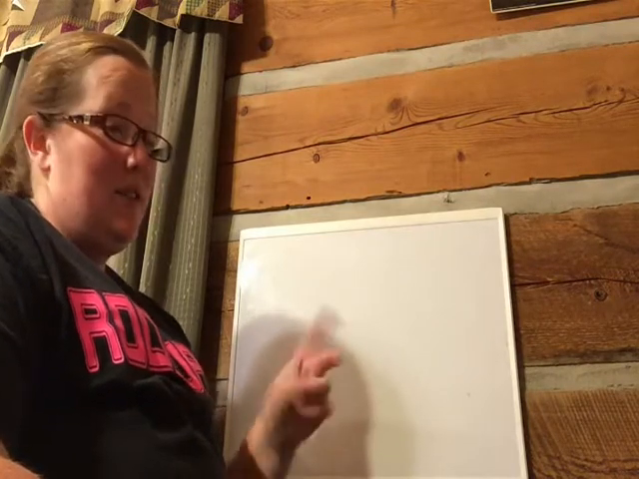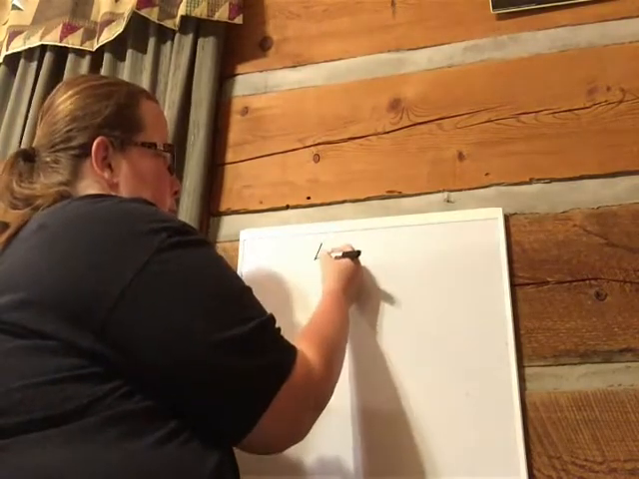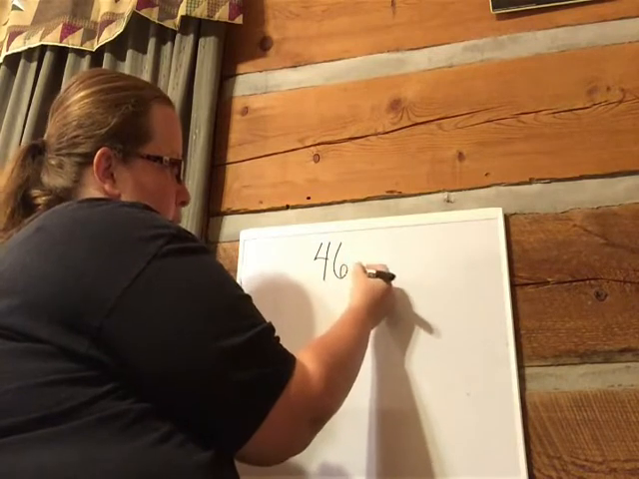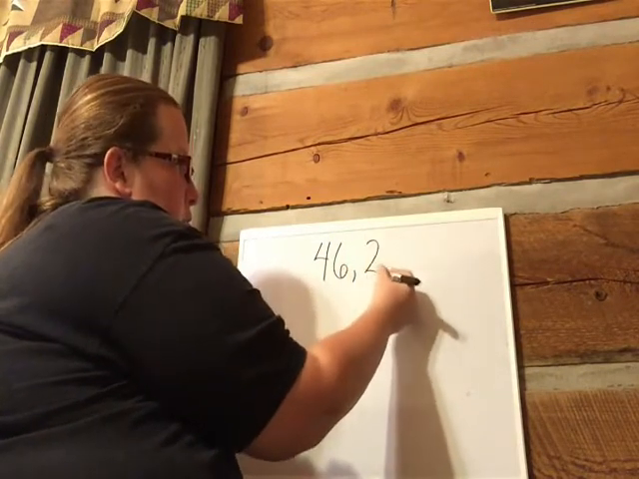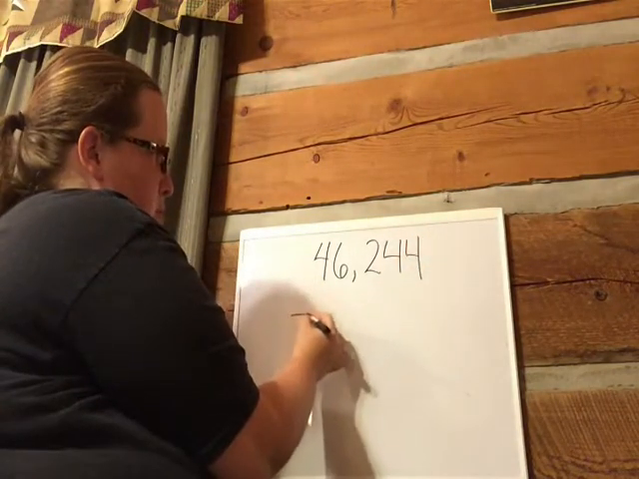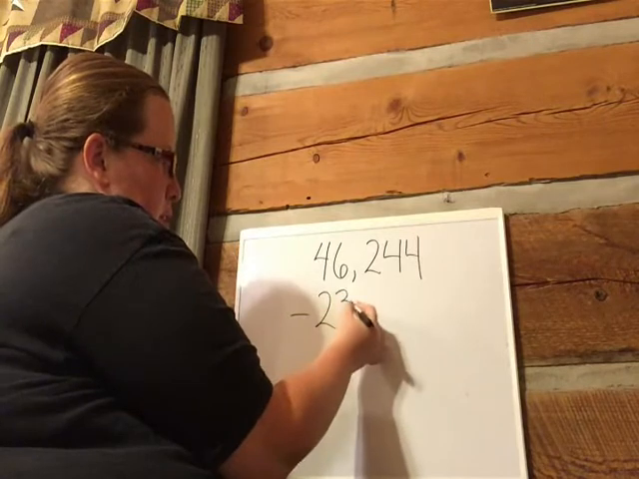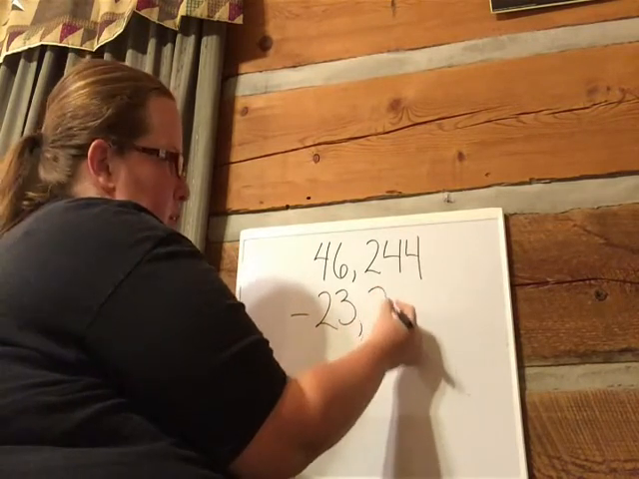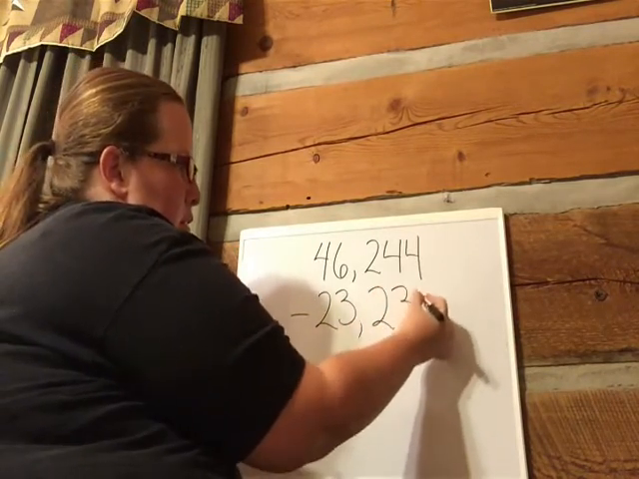So, all right, let's look at the examples on your paper then. The first one, we have 46,244 minus 23,234. Like I said, addition's nice. You can flip-flop them. Do not do that with subtraction. It will really mess you up. So we have 46,244. And we're going to subtract 23,234.